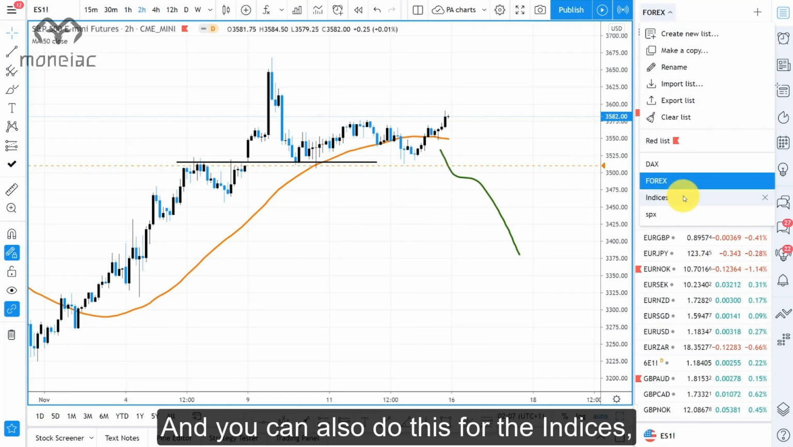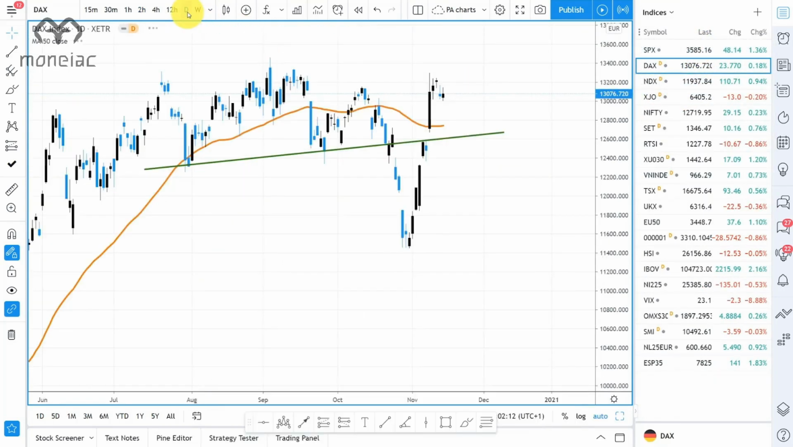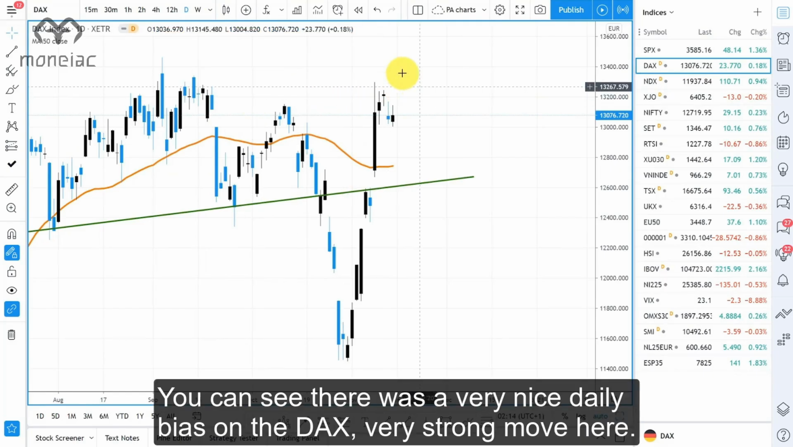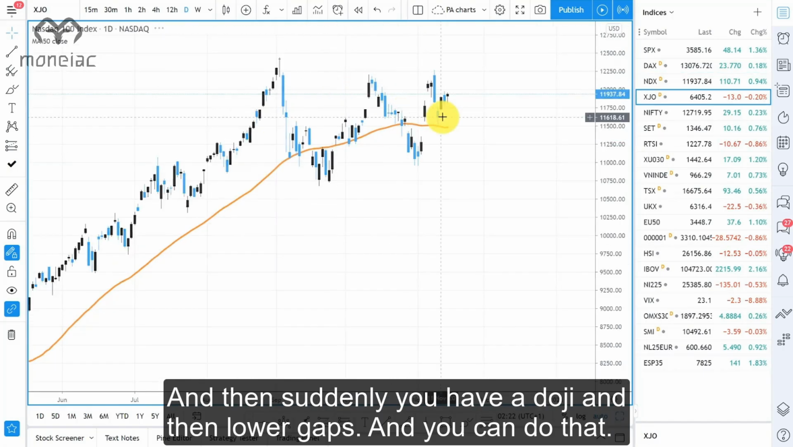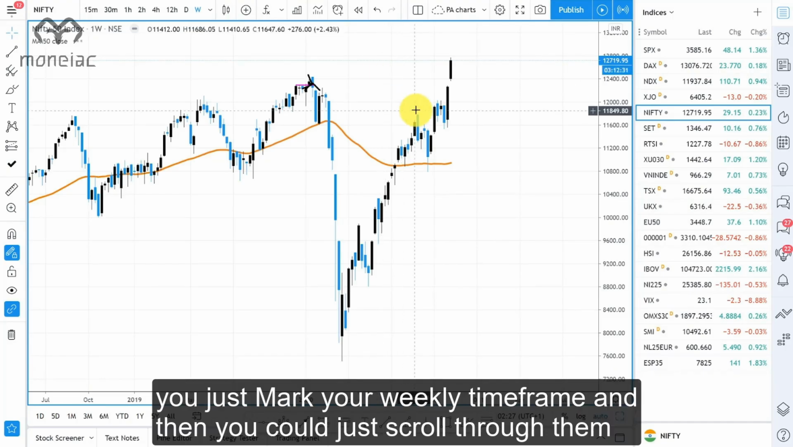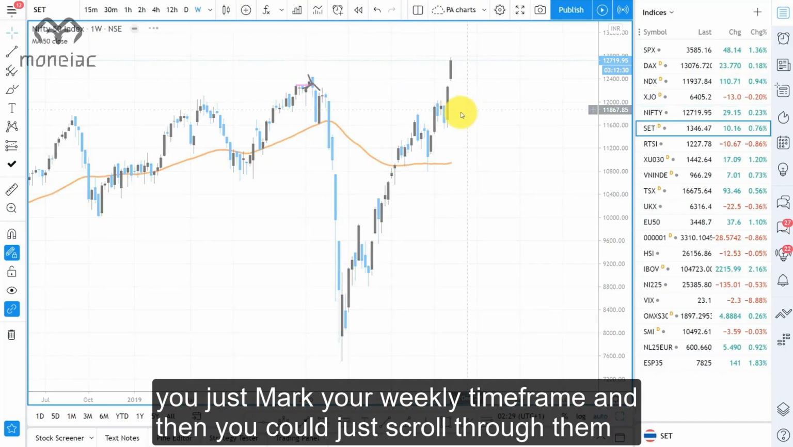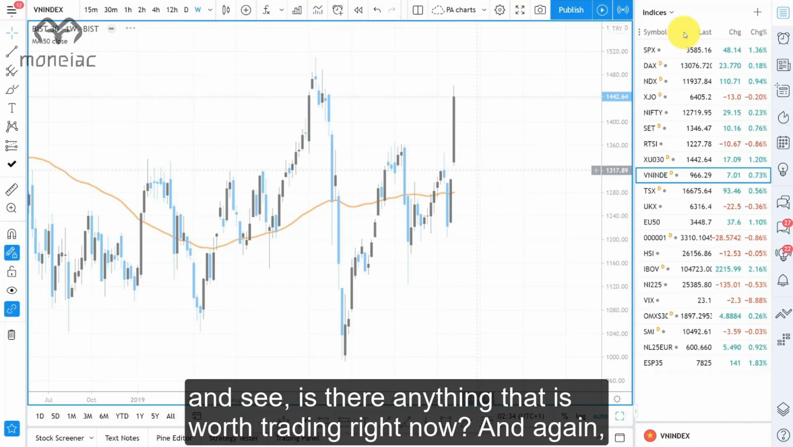And you can also do this then for the indices if you are interested in trading indices or just following them. You could have your daily bias. You can see there was a very nice daily bias on the DAX, very strong move here. And then suddenly you have a doji and then lower gaps. And you can do that also if you want to trade with a weekly bias, for example. You just mark your weekly time frame and then you can just scroll through them and see, is there anything that is worth trading right now?